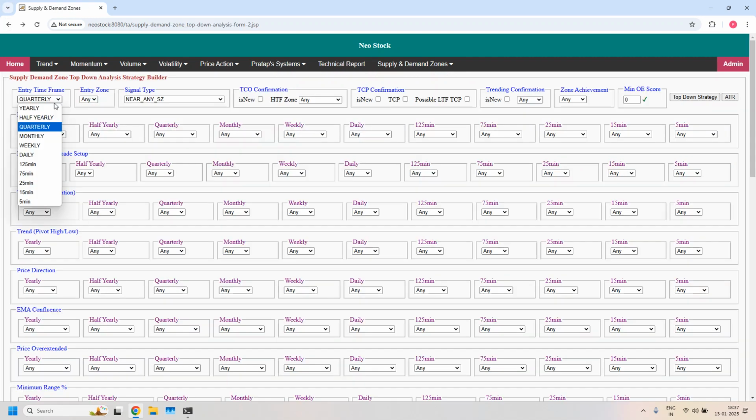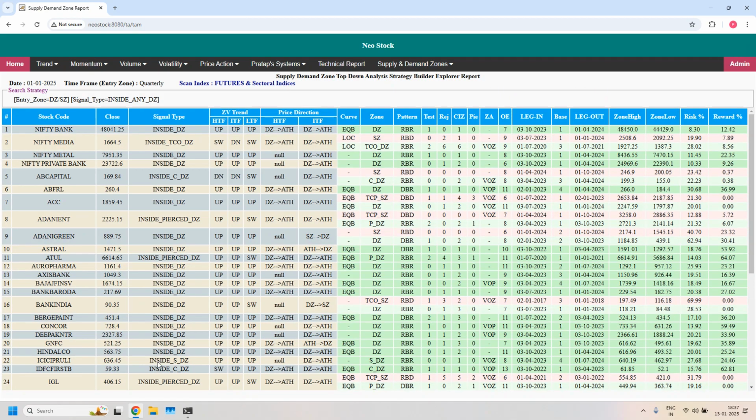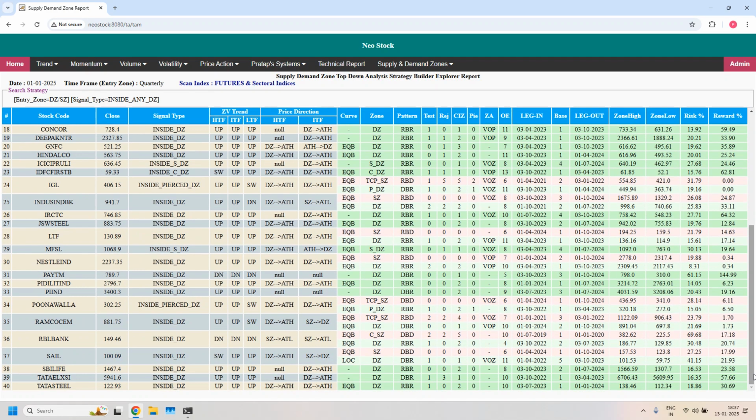Next, quarterly time frame. Price closed inside the quarterly demand zone. We have a big list. First 24 stocks in the list. I am scrolling the list down. So total 40 stocks are filtered.